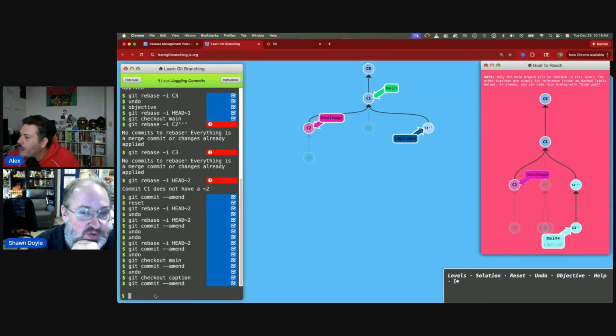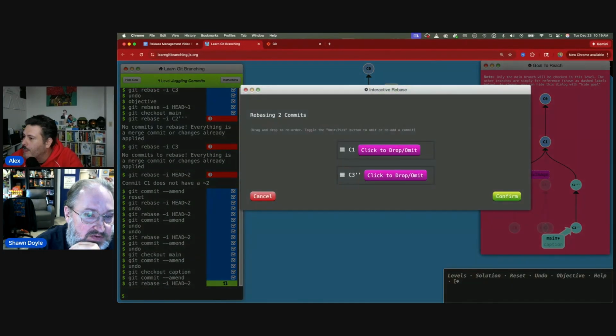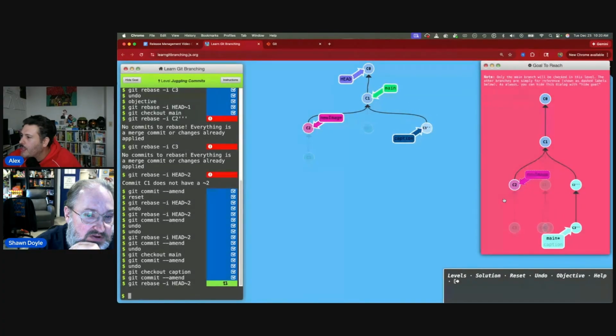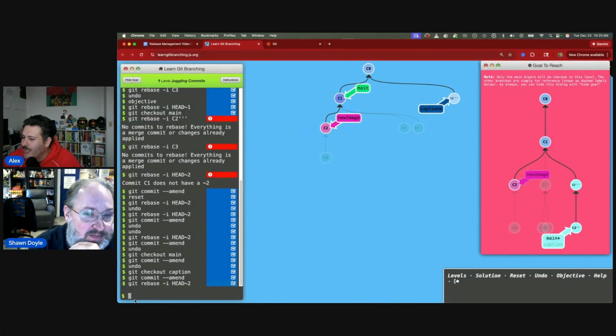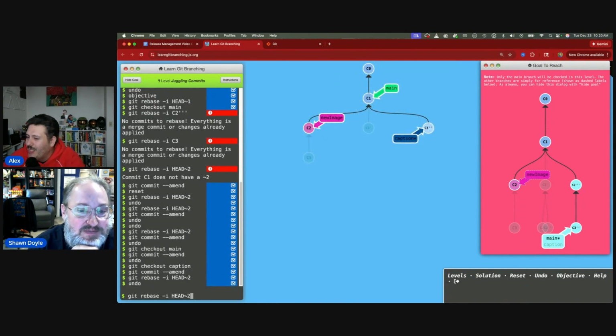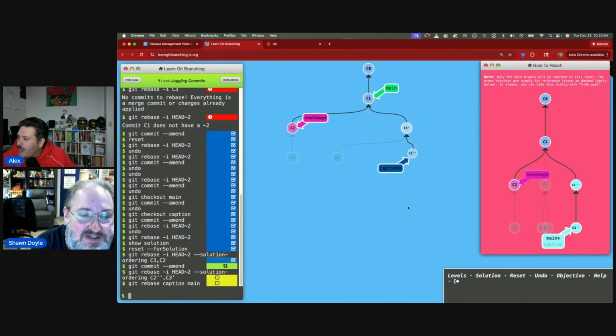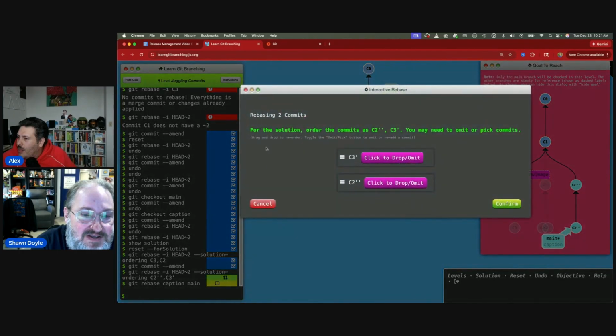Yeah, I think that's where you want to be. And now you need to do the rebase. Yeah. But then what? No, I think you did that backwards. I think you clicked... You want to keep C1. Okay. For the solution, order the commits at C2 and then C3. And then put it back. Yeah.